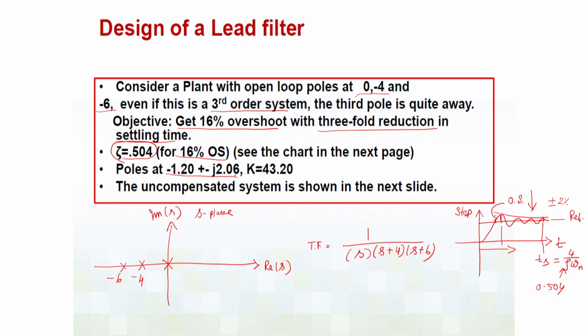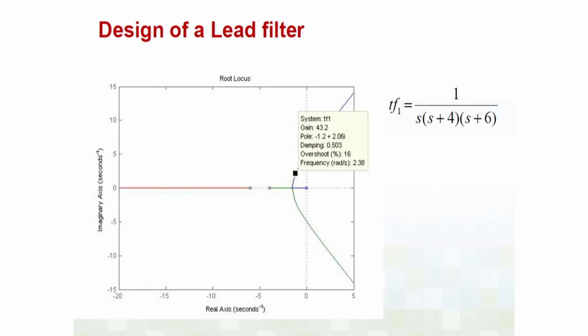If you draw a root locus diagram, you would see that with these values, this is the 16% overshoot. Damping ratio typically represents this angle. So, 16% overshoot, that is my limit, and that is going to give me the poles at minus 1.2 plus 2.06j and minus 1.2 minus 2.06j. Damping is 0.503, which is overshoot of 16%. Corresponding natural frequency is 2.38.